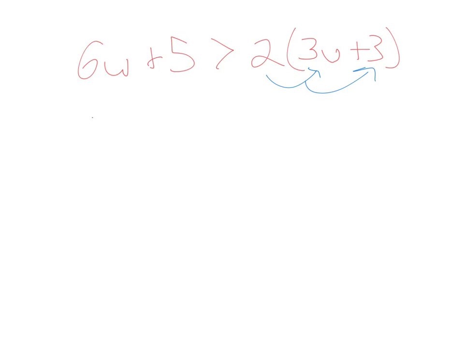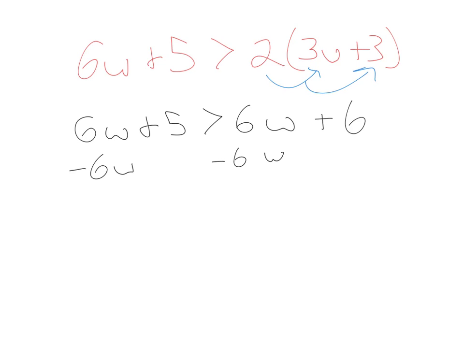We have 6w plus 5 is greater than 2 times the quantity 3w plus 3. First thing I'm going to do is the distributive property. So I still have 6w plus 5 on this side is greater than 2 times 3w is 6w, 2 times 3 is 6. I'm going to subtract my 6w from both sides. Now watch what happens. I end up with 5, because this cancels out and this cancels out, is greater than 6. Well, last time I checked, 5 was not greater than 6. So this is not true.